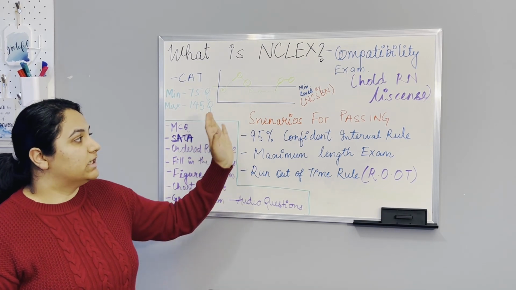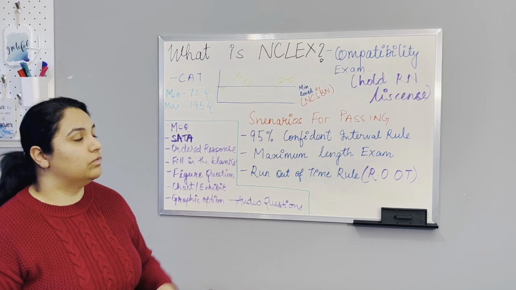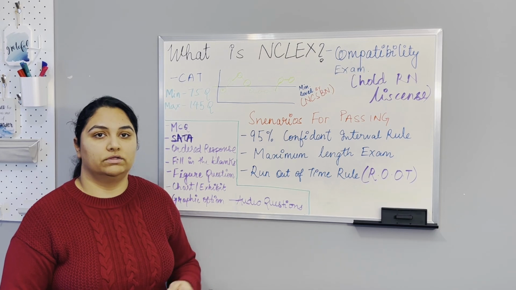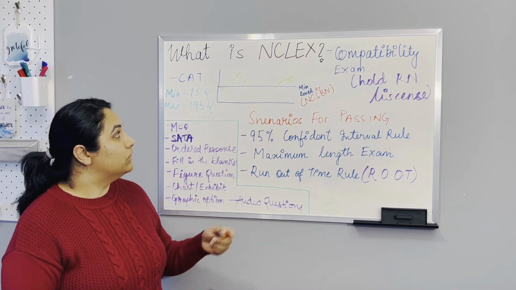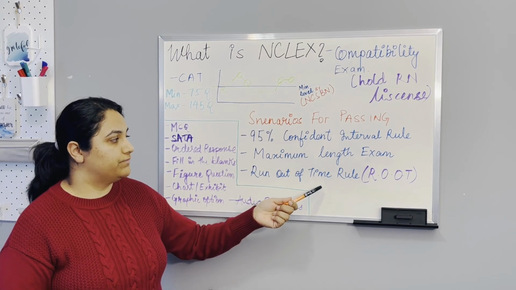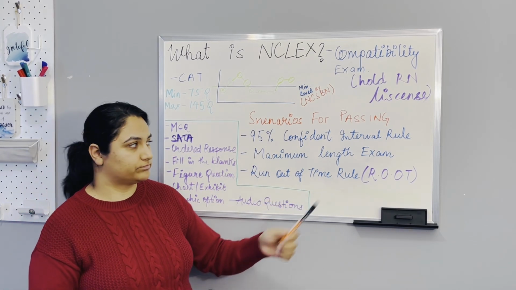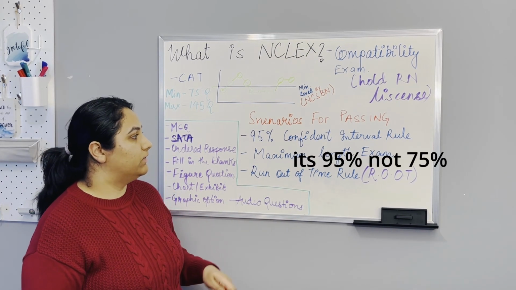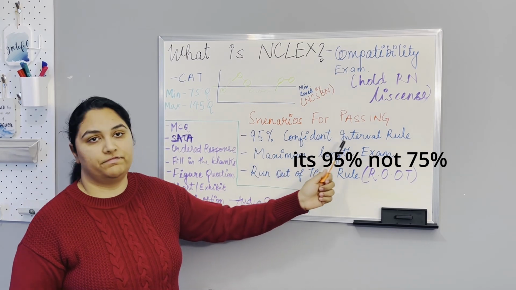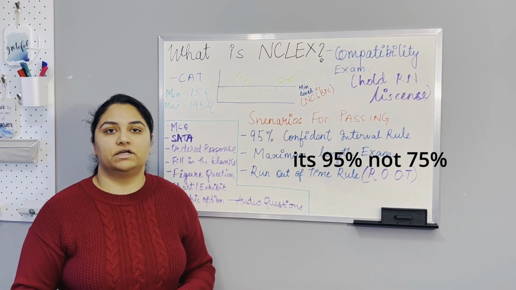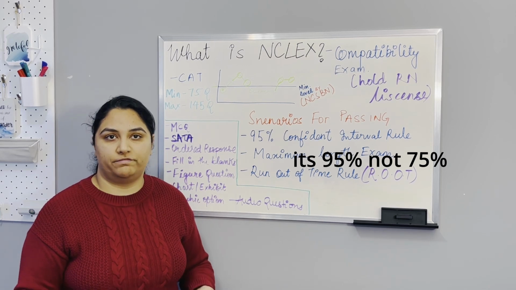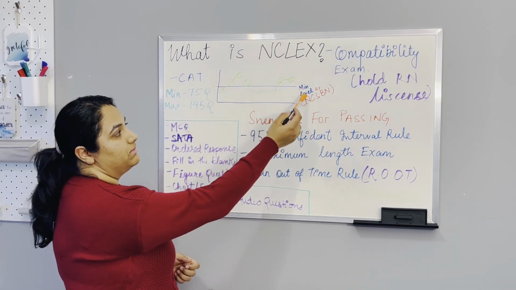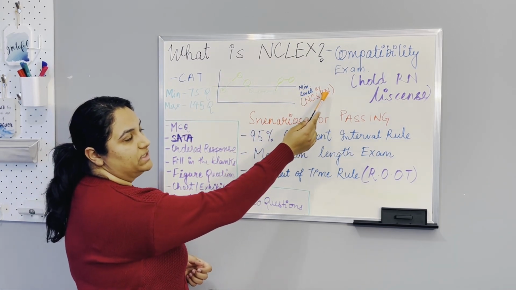In this, the computer will determine whether you are capable of working as a licensed nurse on the floor in the hospital. So there are different scenarios for passing your NCLEX. I will just go through them briefly. The main thing that you need to know is the 95% confidence rule. Take this graph. This is the minimum level that is set by NCSBN.